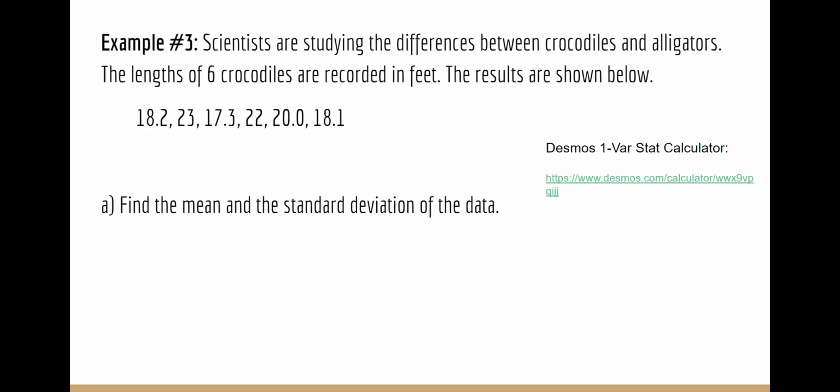I've included this link here to Desmos, so if you would like to hit pause and go to the Desmos calculator, input the data, and find the mean and standard deviation, or you can use your calculator, it doesn't really matter. You can hit pause and check to see if your work is correct. All right. The mean is 19.68. The standard deviation is 2.11.